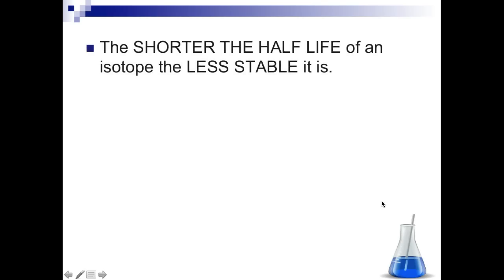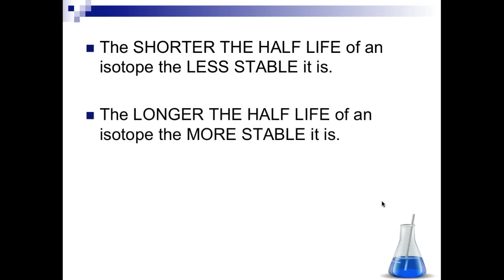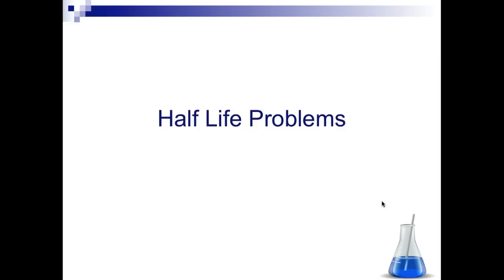The shorter the half-life of an isotope, the less stable it is. So if something decays in 20-something seconds or in minutes, that means it's very unstable. The longer the half-life something has, the more stable it is. If it takes years or days for something to decay, that means it is a more stable isotope that will eventually, as time goes by, decay.